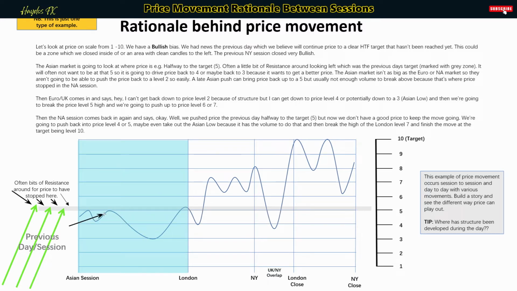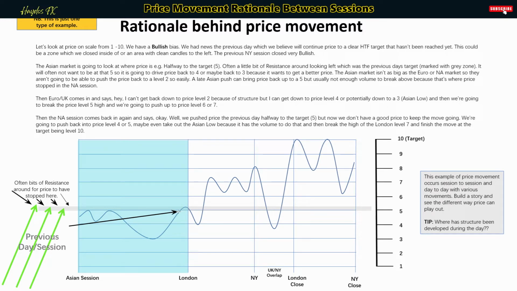Then when we get towards the middle of the Asian session, maybe they're going to pull back a bit, because they don't really want to be at this 5. They want to get a better price because the previous session's news was so bullish and price pushed up. And now, do you really want to buy the high? You don't, generally. The market won't want to buy the high. So what they're thinking is that they'll probably try to push price and drive it back to maybe a 4. Or if there's going to be a bit more volume in that session, they might bring it back to a 3, so that they can sell down to a 3, just so they can get a better price to bring price back up to the 5.